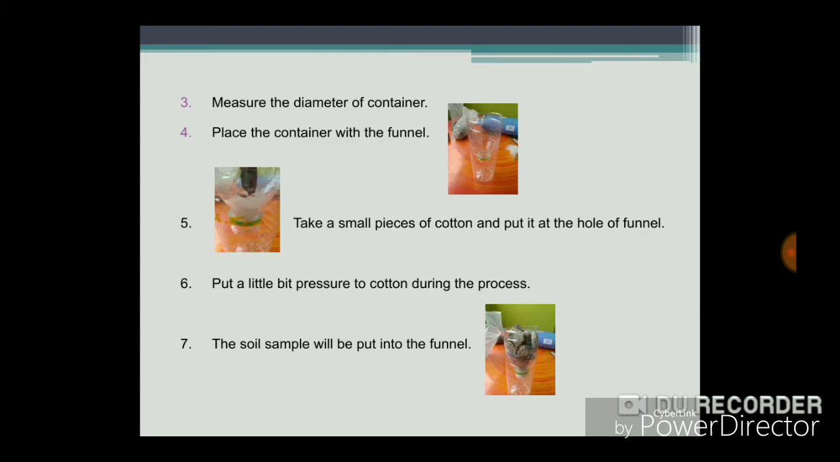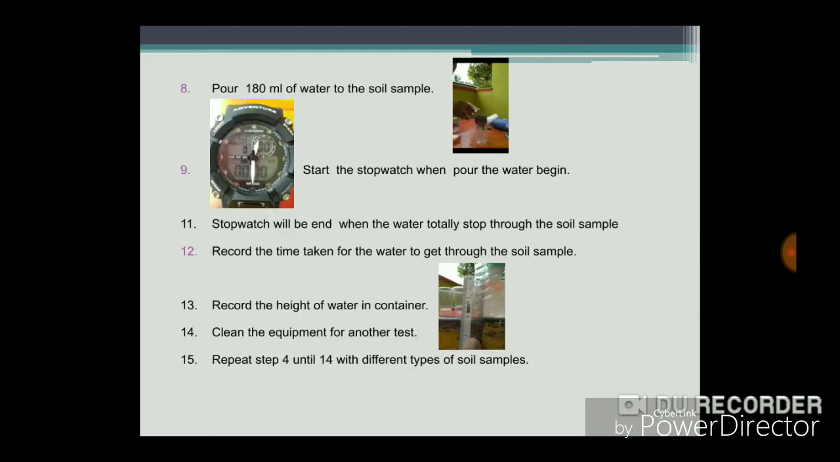The sixth one is put a little bit of pressure on the cotton during the process so that the cotton will be fixed properly. Seventh is the soil sample will be put into the funnel. Eighth, we will pour 180 mm of water onto the soil sample. Start the stopwatch when pouring the water begins for number 9.